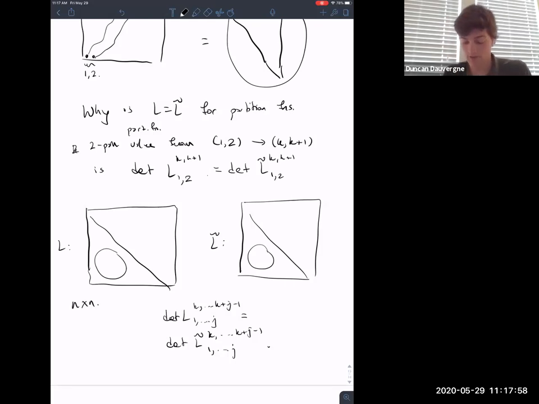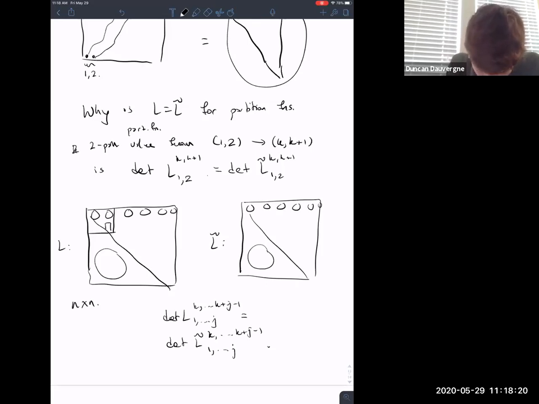And because they have zeros below the diagonal, you can check that these determinants actually determine the entire matrix. And so then you get that L is equal to L tilde. So in particular, if I set J equal to 1 here, then that tells me that the first row of these matrices are the same.